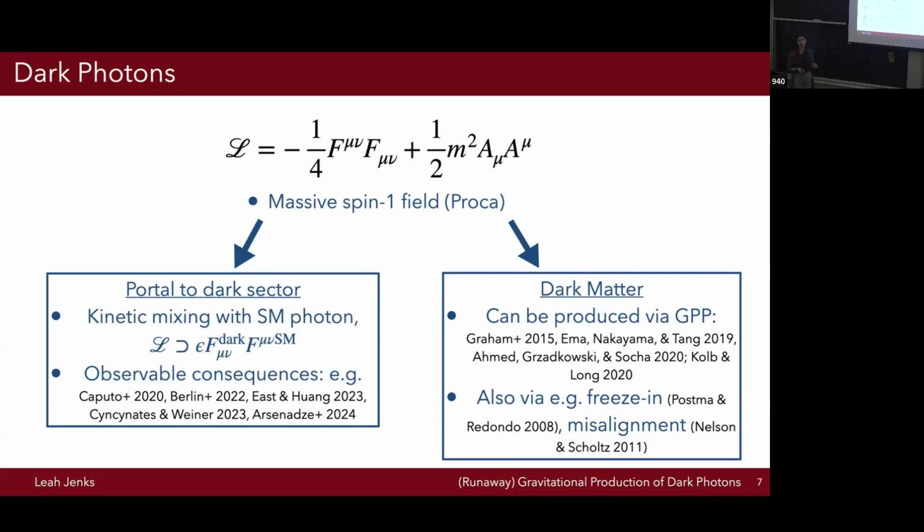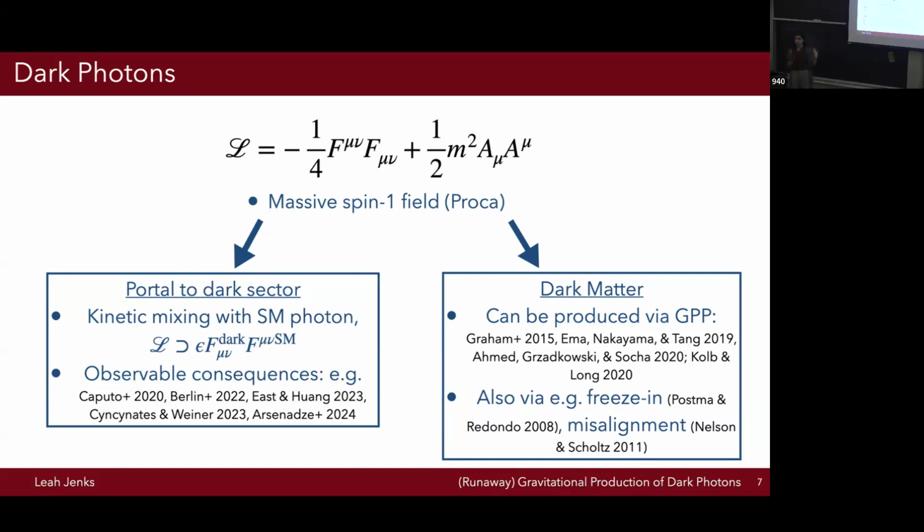And so we can think about dark photons in the context of the dark sector in a few different ways. Often people think about dark photons as a portal to the dark sector. So for example, you can have some dark matter candidate that couples to this dark photon and can also couple to the standard model photon via some kinetic mixing that looks like this, where you have an F mu nu dark, F mu nu standard model. And there are a lot of observational consequences of this that have been discussed in various papers. None of these reference lists are exhaustive, so I apologize if I've left off your favorite paper.